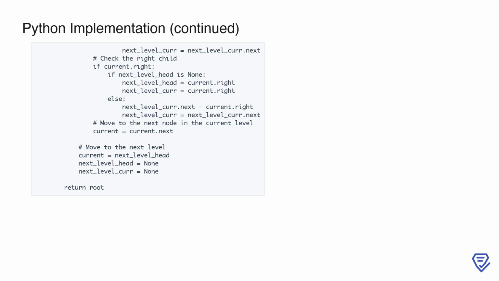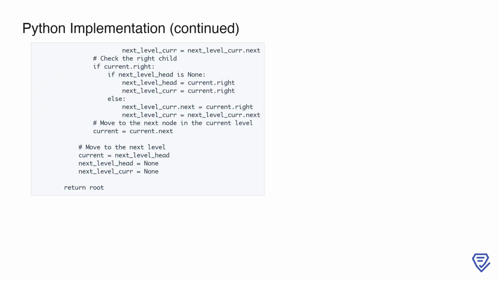Then, we check if the current node has a right child. Similar to the left child, if next_level_head hasn't been set yet, we initialize both next_level_head and next_level_cur to the right child. Otherwise, we update the next pointer of next_level_cur to point to the right child and move next_level_cur forward. Once we've processed both children of the current node, we advance the current pointer to the next node in the same level using its next pointer.